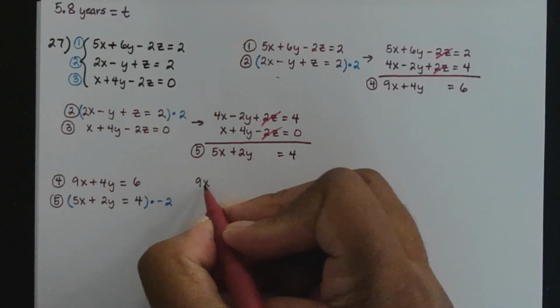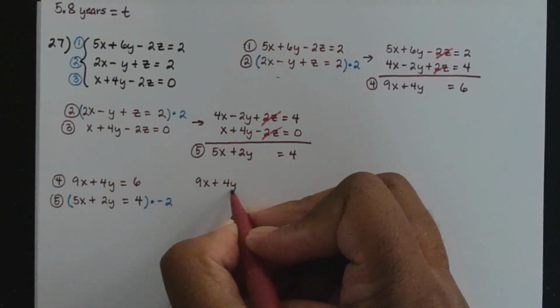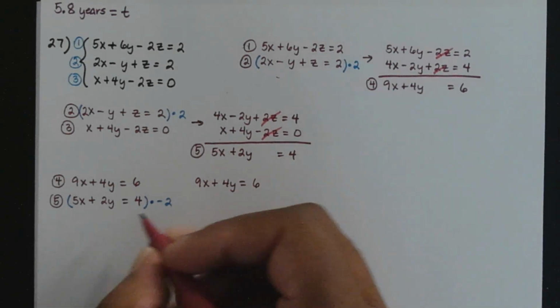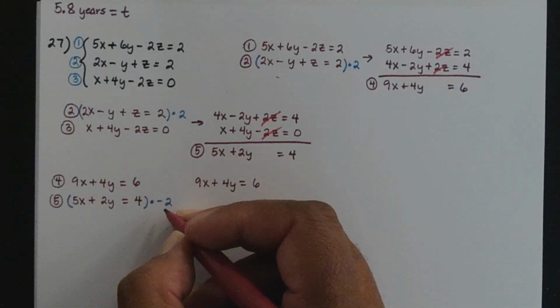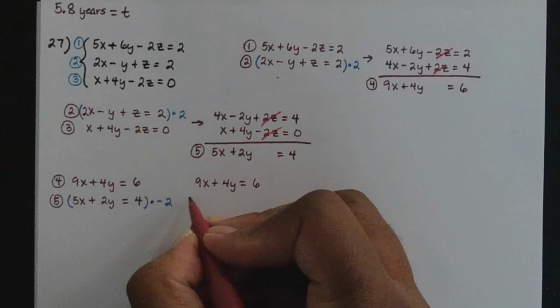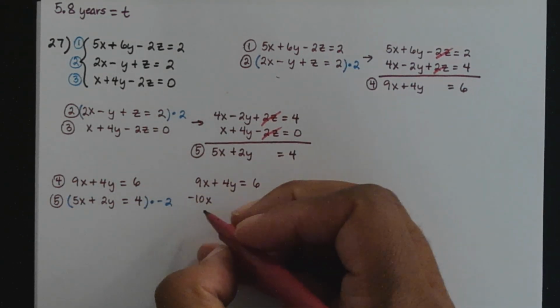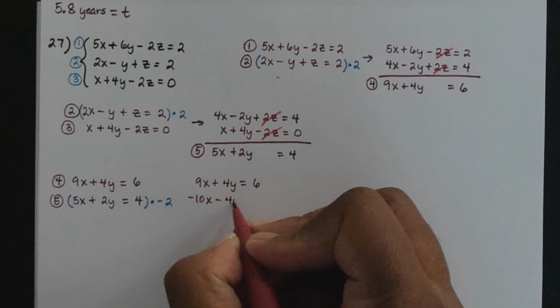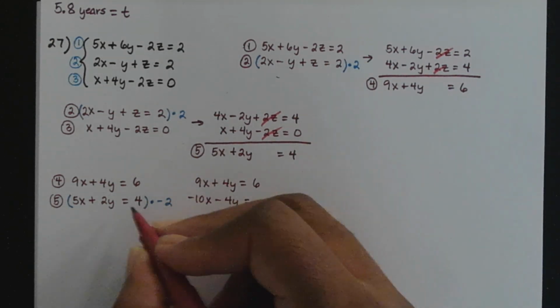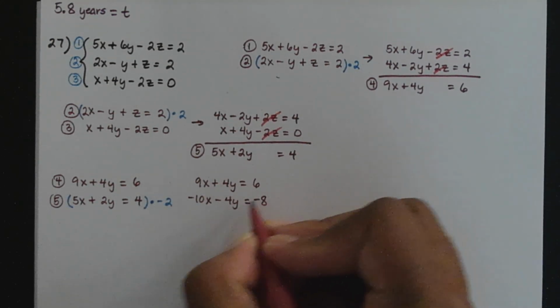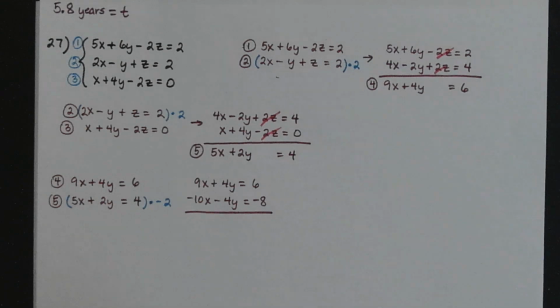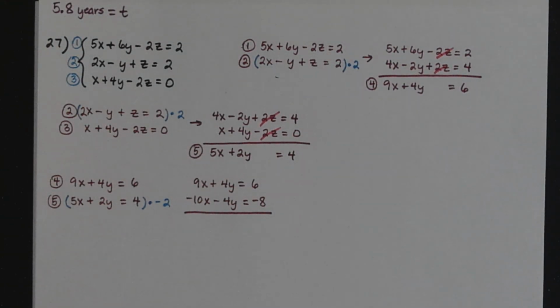So here we got 9x plus 4y is equal to 6. And now for equation 5, negative 2 times 5x, that's negative 10x. Negative 2 times plus 2y would be minus 4y. That's equal to negative 2 times 4, negative 8. And now we can go ahead and add those two equations together.